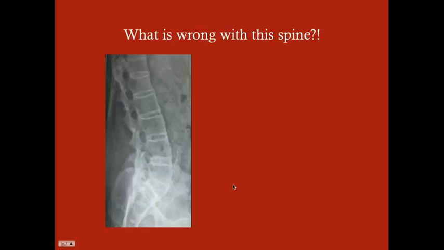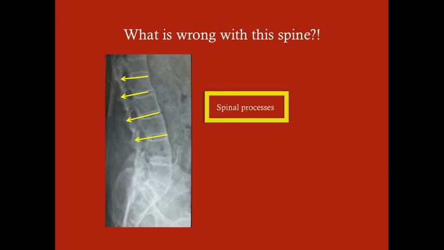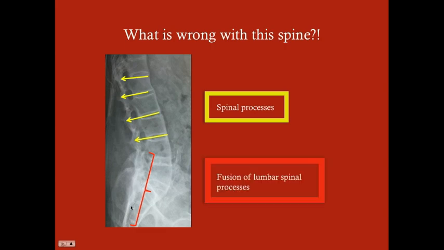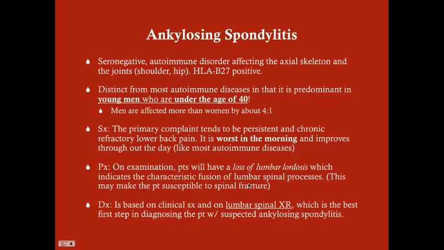Okay, what's wrong with this spine? What are these? This is a lateral view. Those are the spinous processes. And what do we have here? We can't see our spinous processes because they're fused. And fusion of the lumbar spinous processes is the salient feature of ankylosing spondylitis.